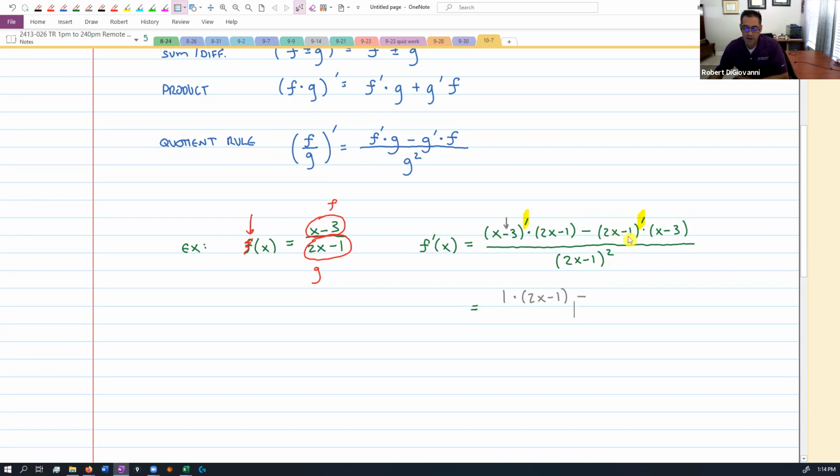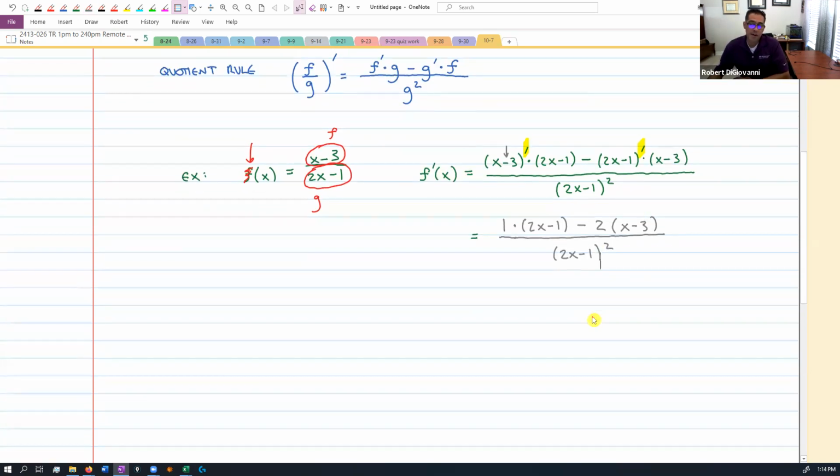Minus. Now I take the derivative of what's in here. Take the derivative of 2x, I get 2, right? Take the derivative of 1, I get 0. So 2 minus nothing is 2. And then I still have times the x minus 3. And then all of this over the bottom squared. I don't do anything to that.